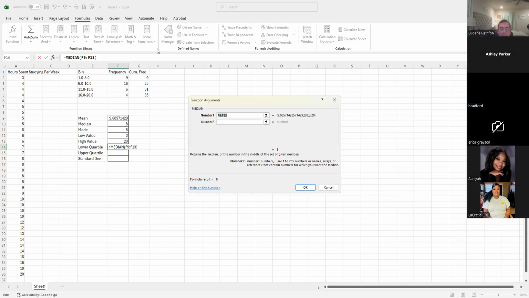Standard deviation is going to be equals. Go up to your more functions. Statistical. Go down and get the standard deviation. And highlight the whole column. And okay. So my mean was 9. My standard deviation was 4. So that means 68% did between, what's that, 5 and 13. And then you can figure it out from that, okay?